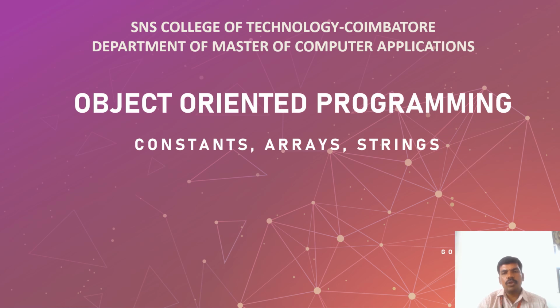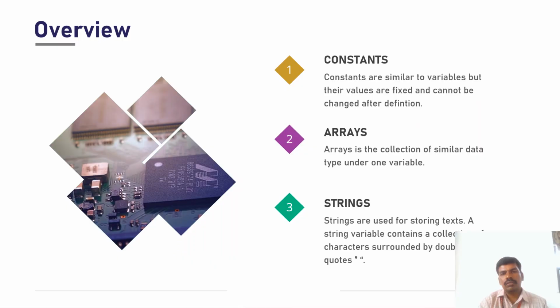In this session, I'm going to present constants, arrays, and strings under object-oriented programming. Object-oriented programming has a primary constraint and key concept. Under the key concept, we have three different concepts: constants, arrays, and strings.